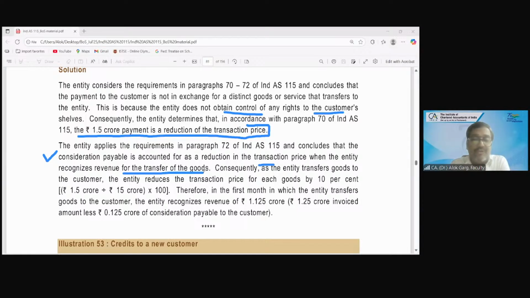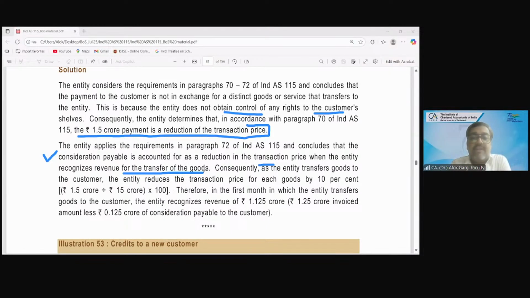So what should this entity do? Should it record negative revenue on the first day? On day one the entity paid the consideration to the customer to modify itself. Now the customer will purchase goods from this entity, and as the entity sells, the money will gradually be adjusted. So can the entity recognize a negative revenue when it has paid money to the customer on day 1? The answer should be no.